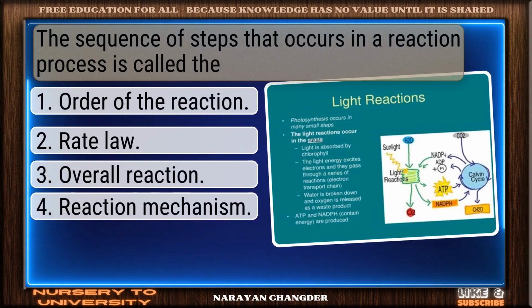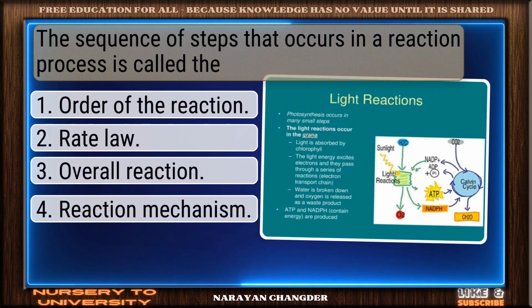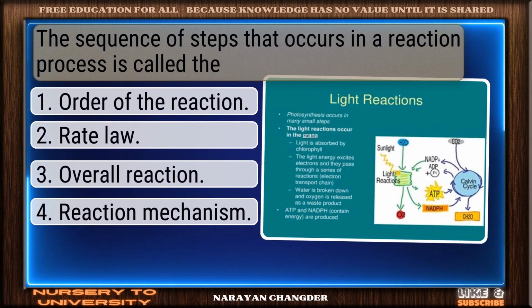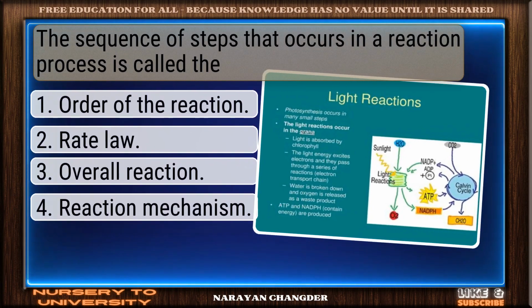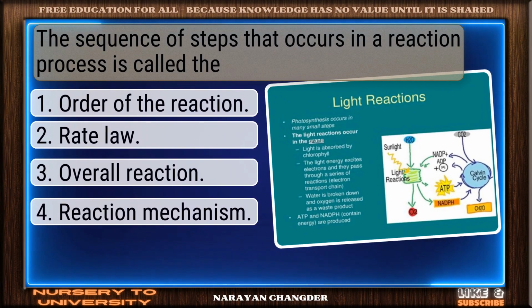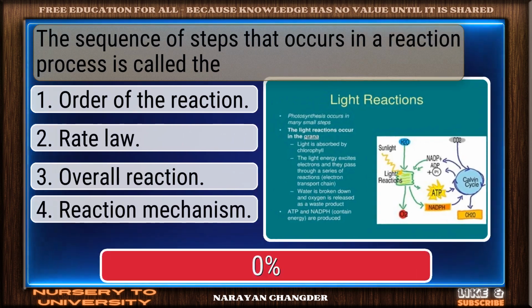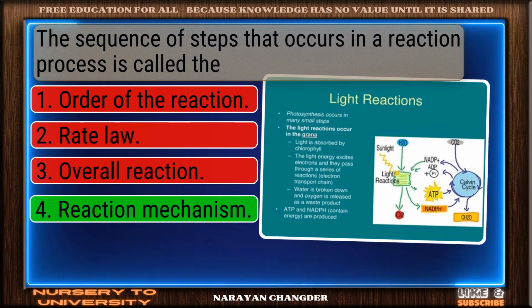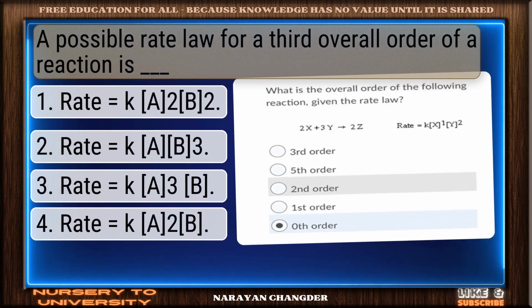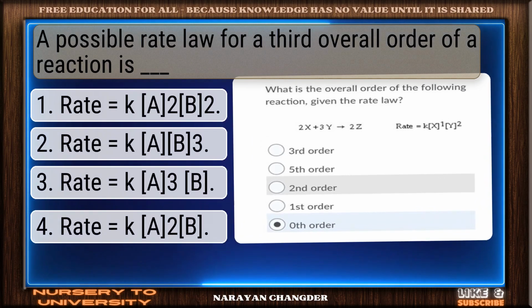The sequence of steps that occurs in a reaction process is called the: Option 1, order of the reaction. Option 2, rate law. Option 3, overall reaction. Option 4, reaction mechanism. Reaction mechanism is correct. A possible rate law for a third overall order of a reaction is dash.